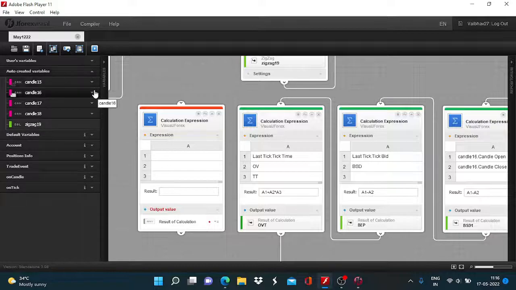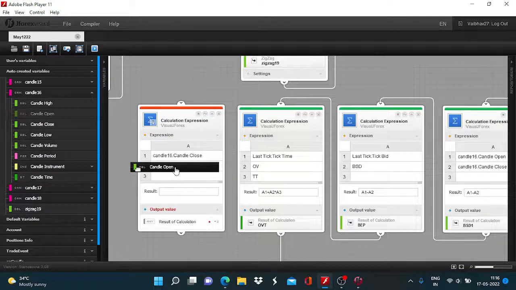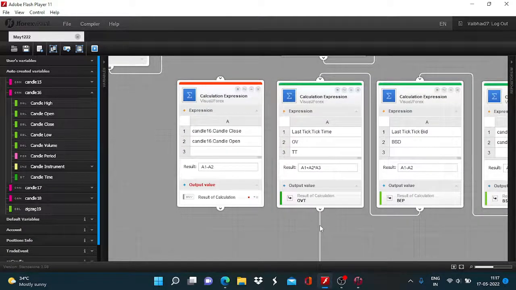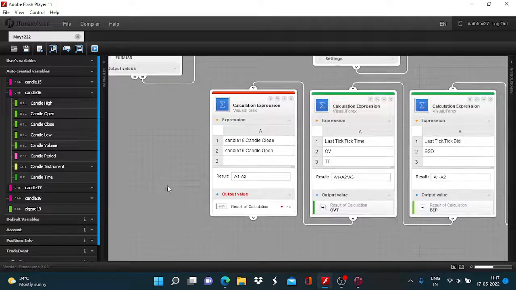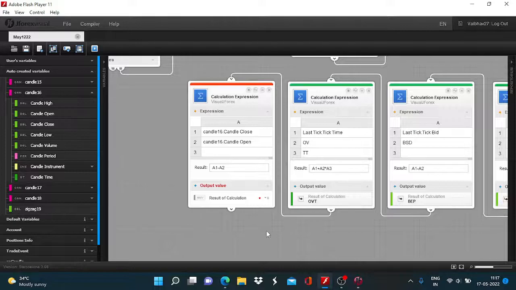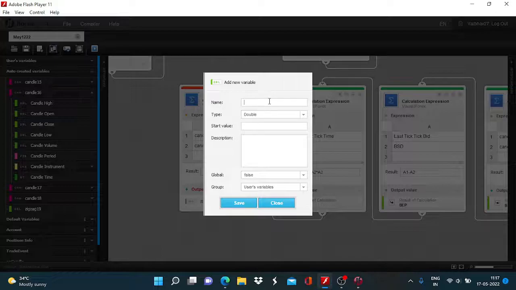Auto created variables, candle 16 candle close, and then we deduct candle 16 candle open. So this will be a1 minus a2, and we are going to have this variable named sed1.